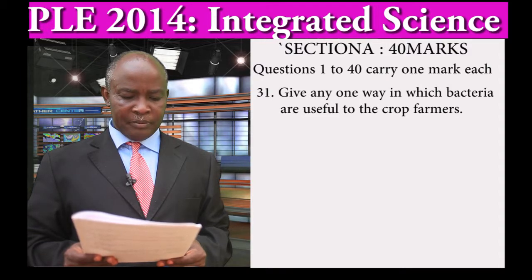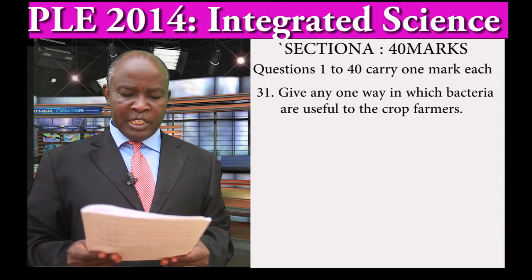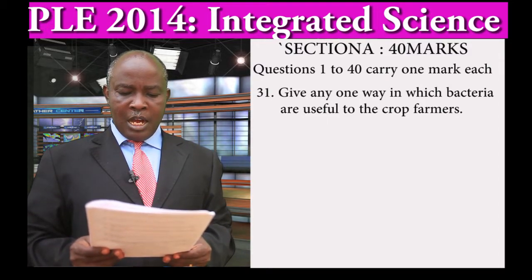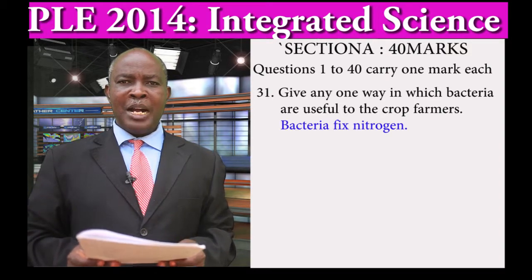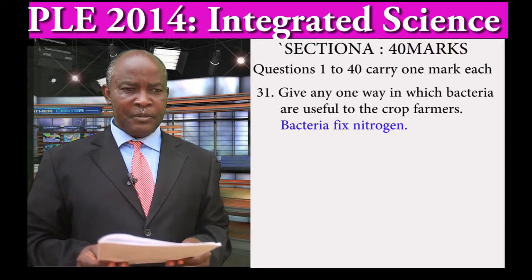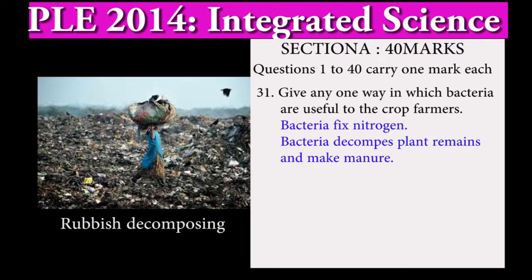Number 31. Give any one way in which bacteria are useful to crop farmers. Bacteria fix nitrogen. Bacteria decompose plant remains and make manure.